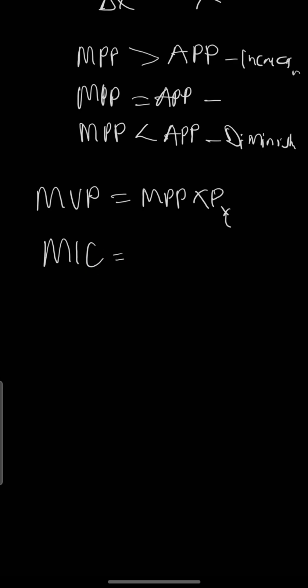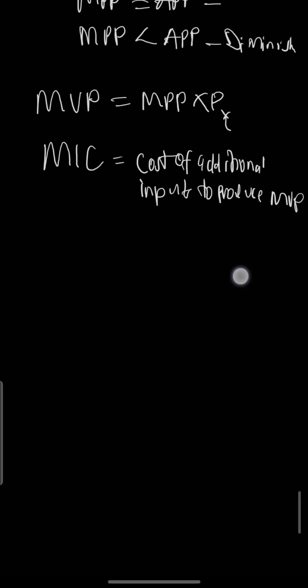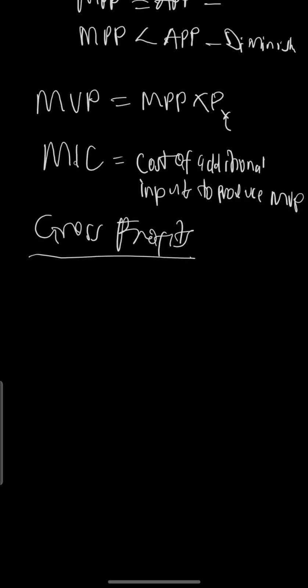What is the cost of the additional inputs you've added? This is the cost of additional inputs to produce the additional product. Now this is where the concept of profitability comes in. Here we are looking at gross profit. So we shall not be talking about fixed costs. We shall only look at variable costs.